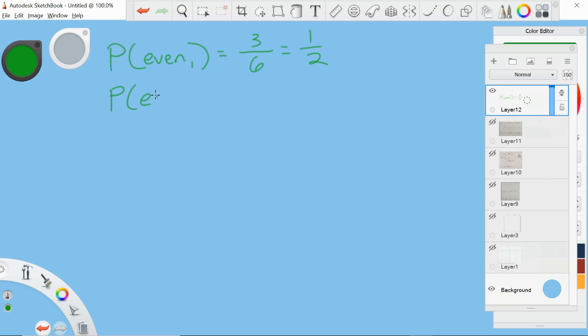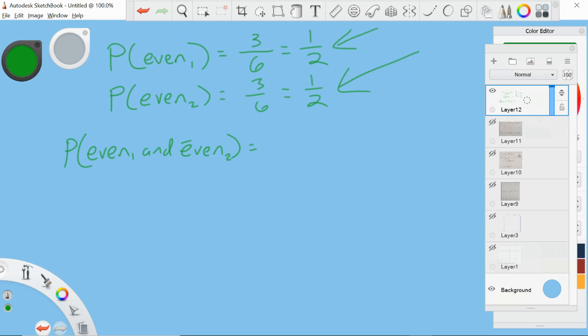The probability of rolling an even number on the second roll is the same. The first roll doesn't affect the second roll. So there are 6 numbers, 3 of them are even, and that simplifies to 1/2. Probability is 1/2 for rolling an even number on the second roll. Now, the probability for rolling an even number on the first roll and an even number on the second roll is equal to these probabilities multiplied together. So you take the individual probabilities, the 1/2 and the 1/2, and you multiply them together.